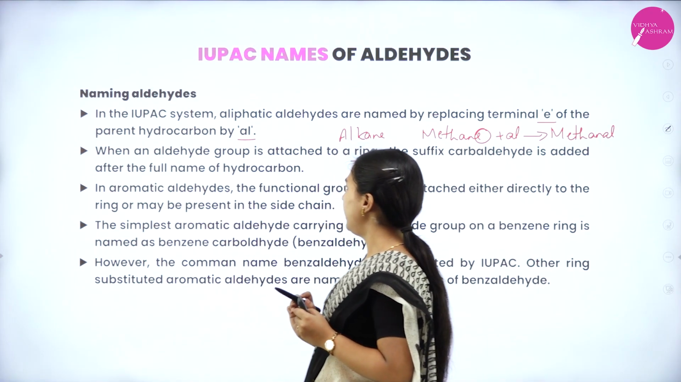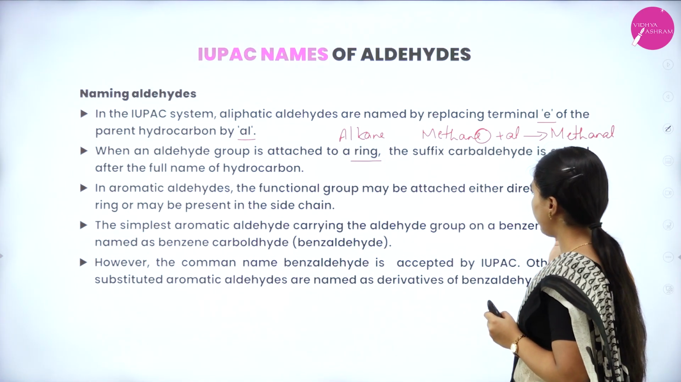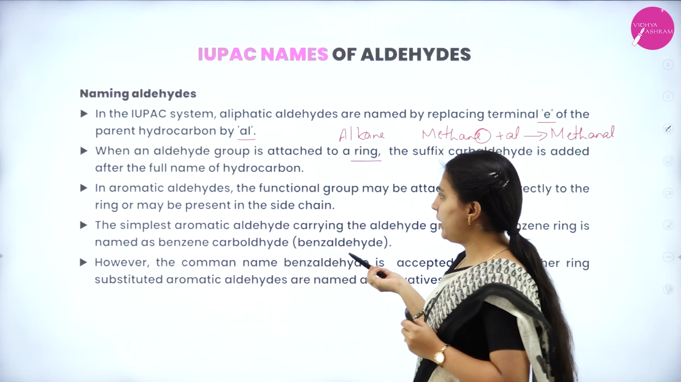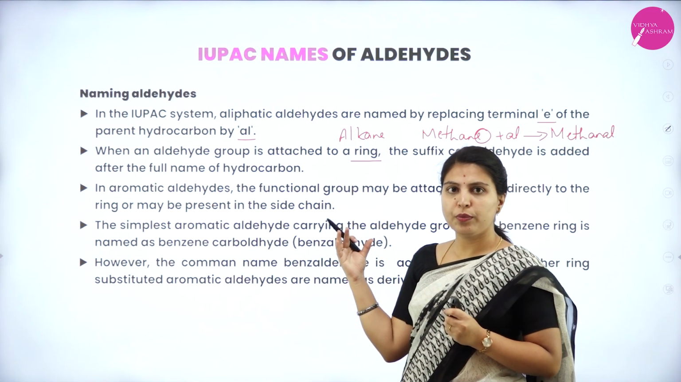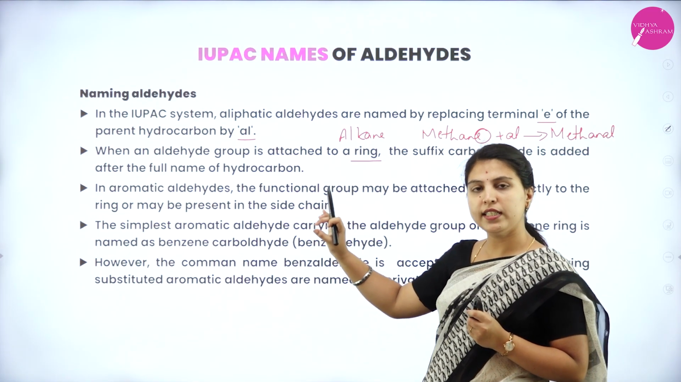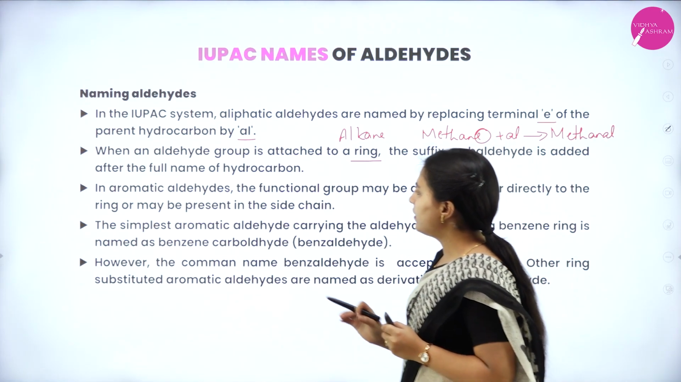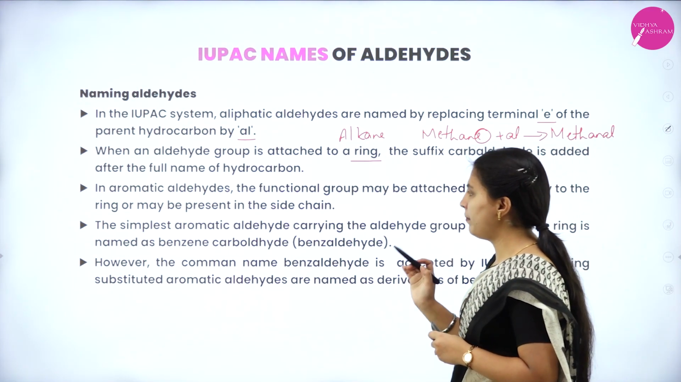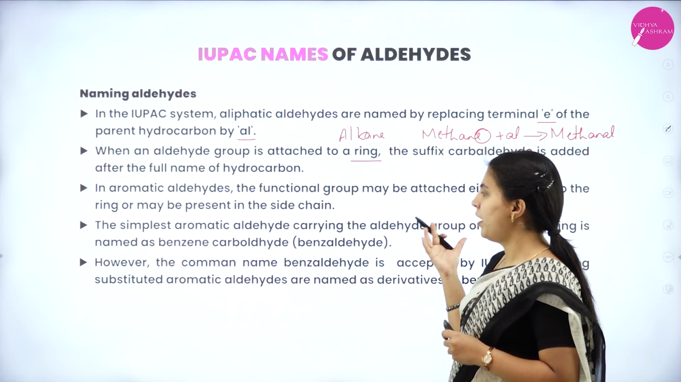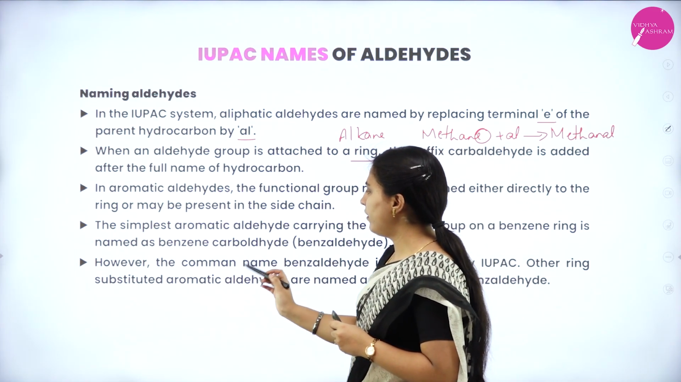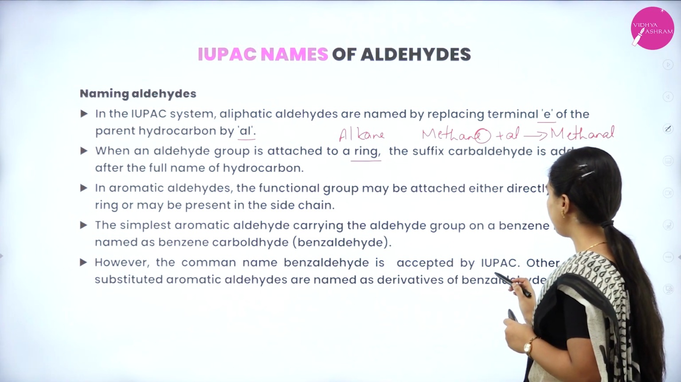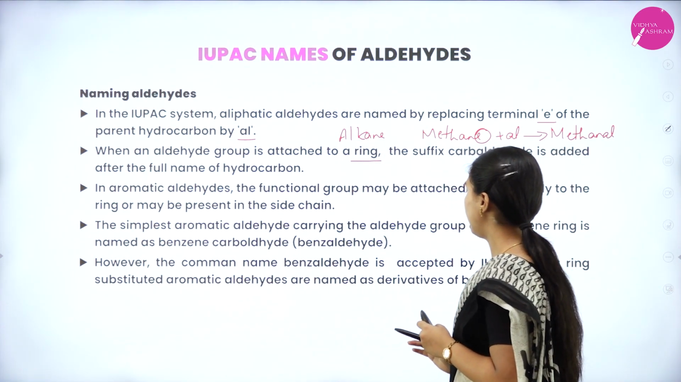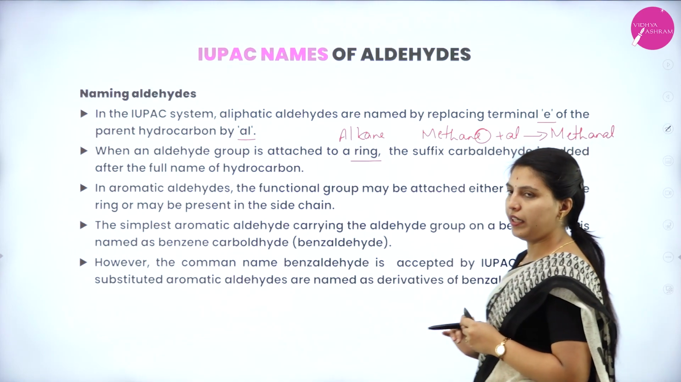In aromatic aldehydes, the functional group may be attached either directly to the ring or may be present in the side chain of the ring. The simplest aromatic aldehyde carrying the aldehyde group on a benzene ring is named benzene carbaldehyde or benzaldehyde. However, the common name benzaldehyde is accepted by IUPAC. Other ring-substituted aromatic aldehydes are named as derivatives of benzaldehyde. See here.